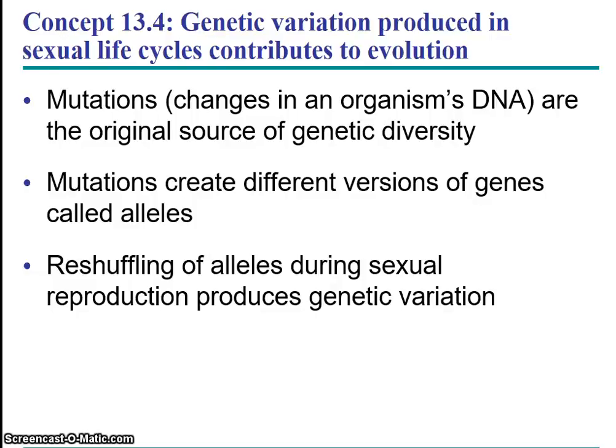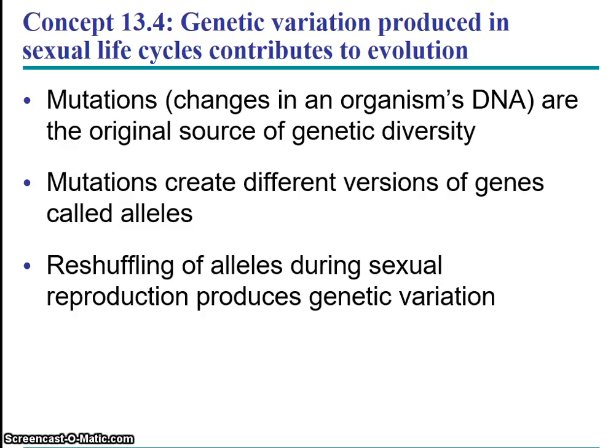Now, we've been talking a lot about the process of meiosis, but let's go back and look at the big picture of meiosis. Meiosis is involved in sexual life cycles because meiosis produces the gametes that come together at fertilization. And the big thing about meiosis and sexual life cycles is that they contribute a lot of genetic variation, which then in turn allows for evolution and natural selection to occur.